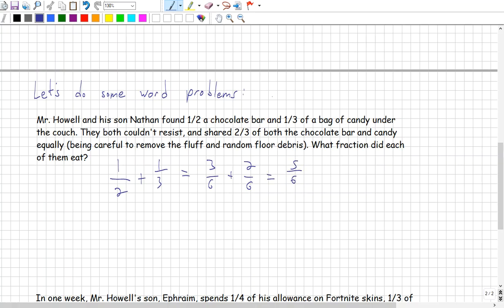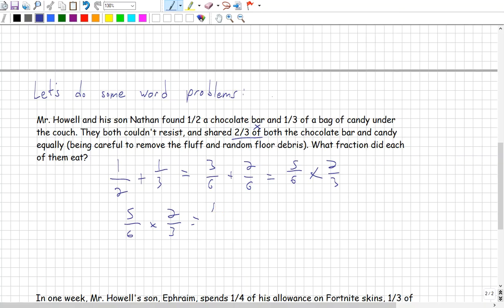So if I add the candy and the chocolate bar together, I have 5/6 of the total amount. And we found this under the couch. We shared 2/3 of both the chocolate bar and candy equally. So 2/3 of it, I would have to then multiply. Whenever you see the word of, it means multiplication. So I'm going to take that 5/6 and multiply by the 2/3. And with multiplication, I don't need any common denominators.